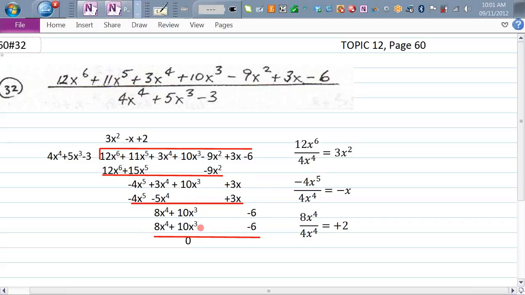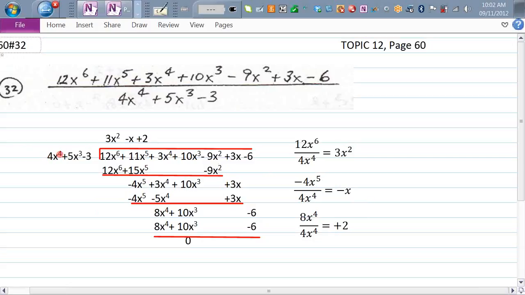So I now have 3 terms right here. When I subtracted this line from this line, I get this line here. Now I divide the 8x to the 4th by the 4x to the 4th. I get 2. So the last term right here is 2.